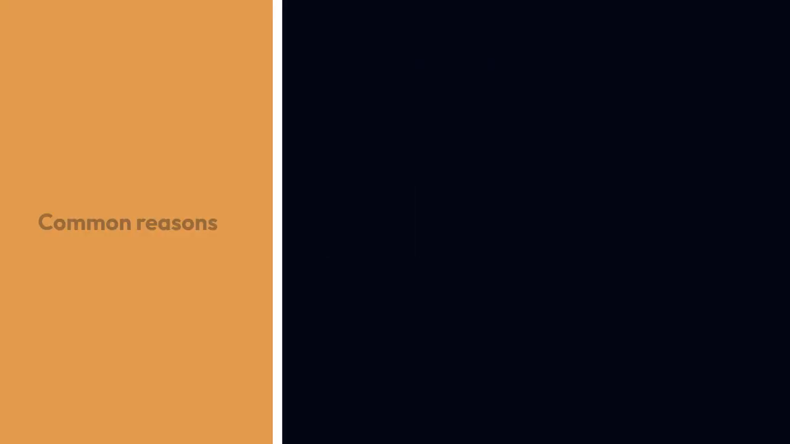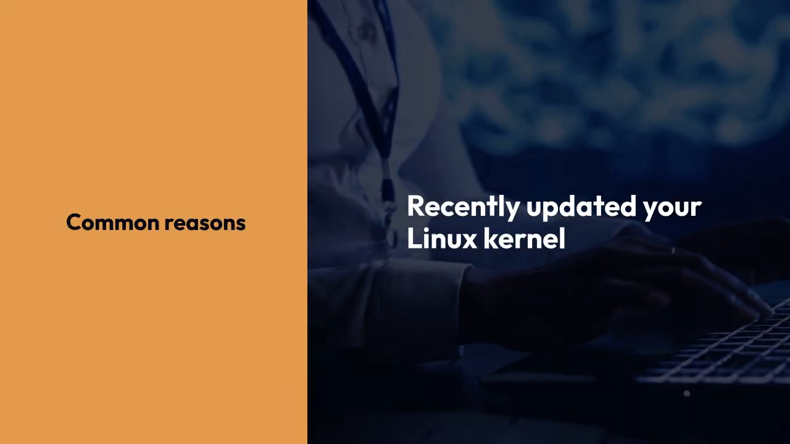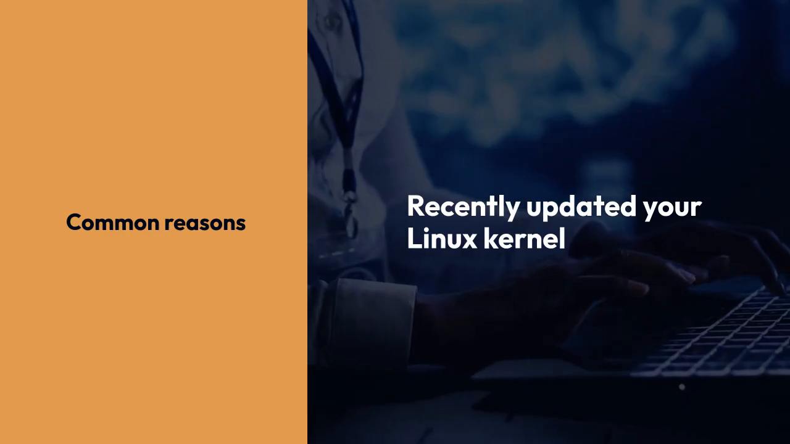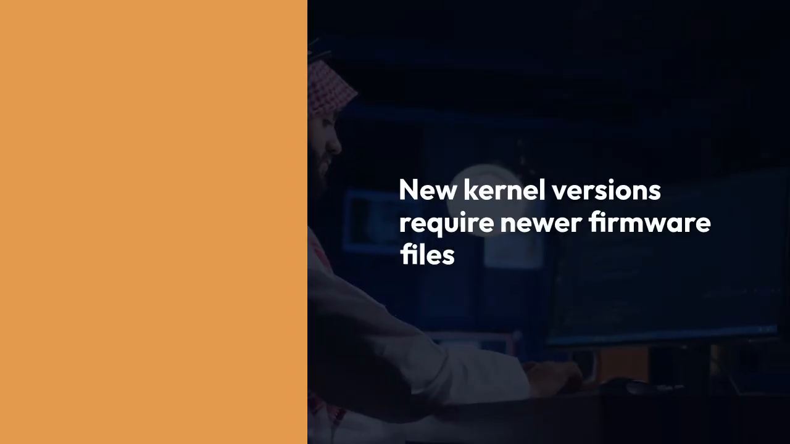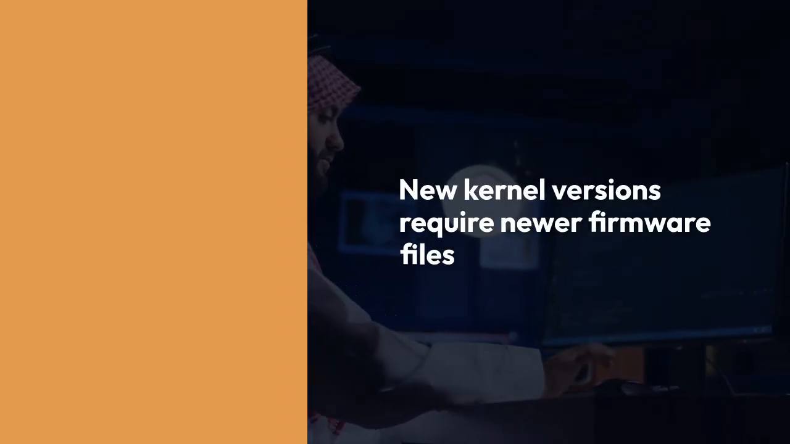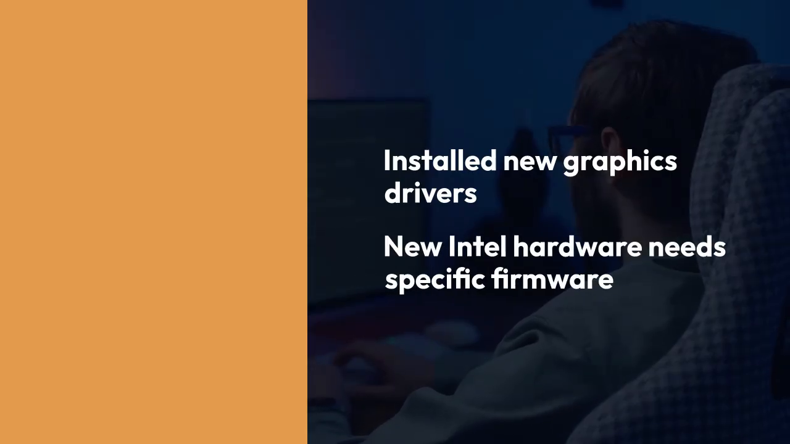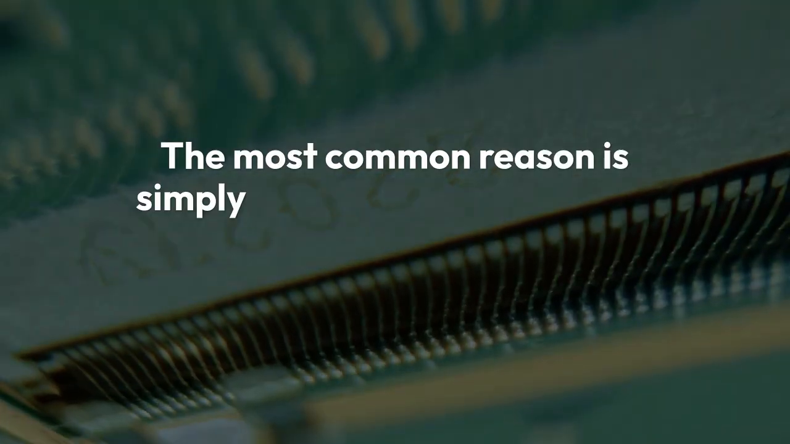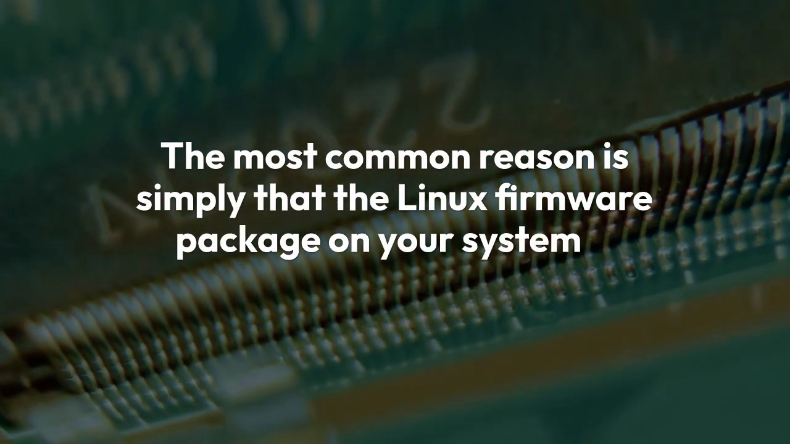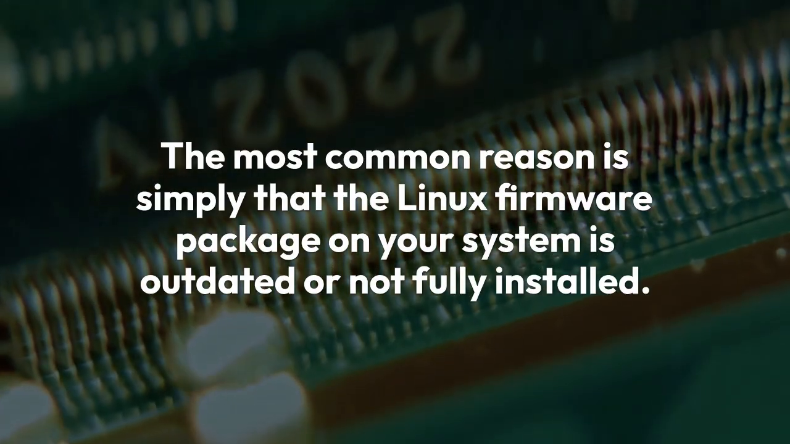So, why does this firmware go missing? There are a few common reasons. You might have recently updated your Linux kernel. Sometimes, new kernel versions require newer firmware files. You might have installed new graphics drivers. Or, you might have new Intel hardware that needs very specific firmware not yet included in your current system. The most common reason is simply that the Linux firmware package on your system is outdated or not fully installed.